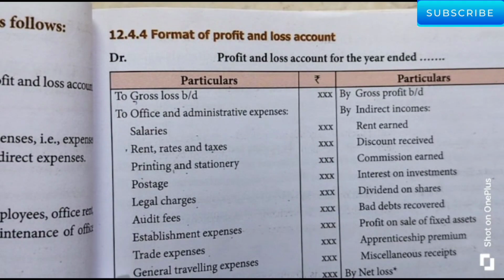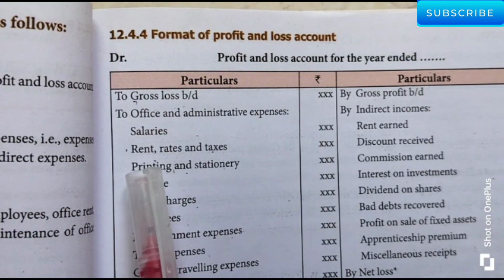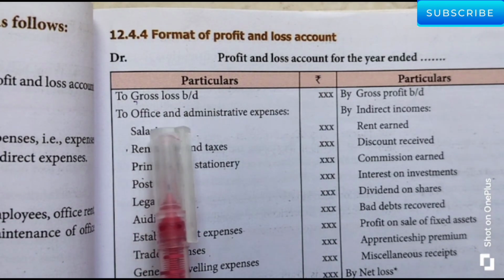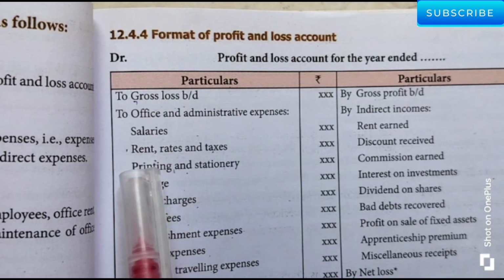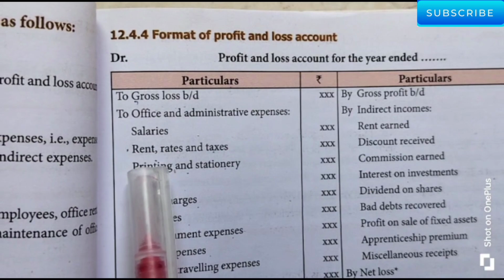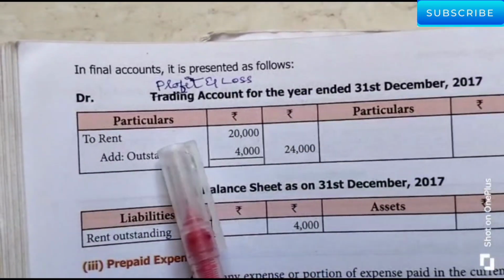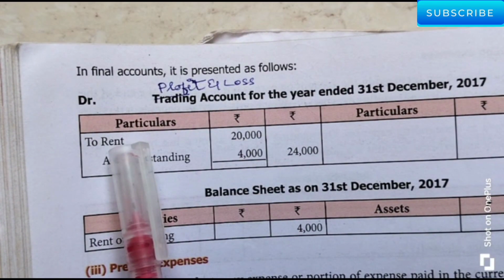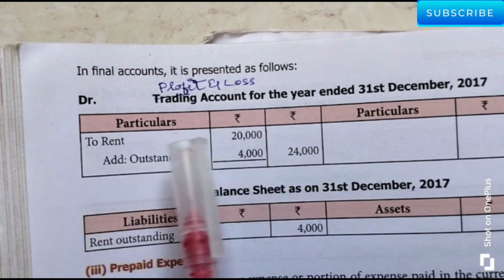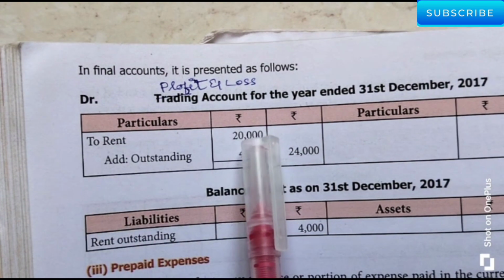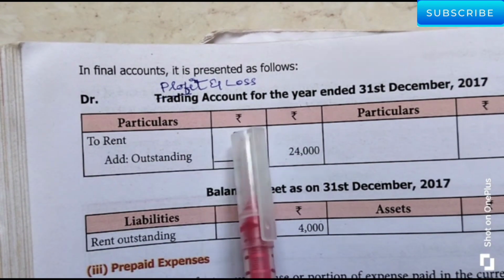Listen here, as per the format of the profit and loss account, rent, rates and taxes come under the heading of office and administrative expenses. Rent is an indirect expense, so it is shown on the debit side of the profit and loss account. How much rent was paid? 20,000 rupees. So on the debit side, you write rent 20,000 rupees in the inner amount column, because we have the adjustment, we have the calculation.